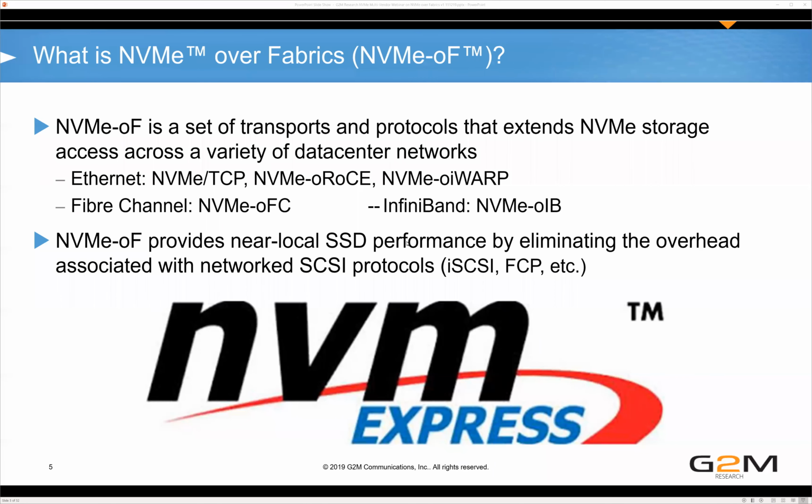The great thing about NVMe over Fabrics is you can get near local SSD performance across a network, and that happens because it eliminates a lot of the overhead associated with network SCSI protocols, such as iSCSI, FCP, or things like that, which have added additional latency to SCSI.